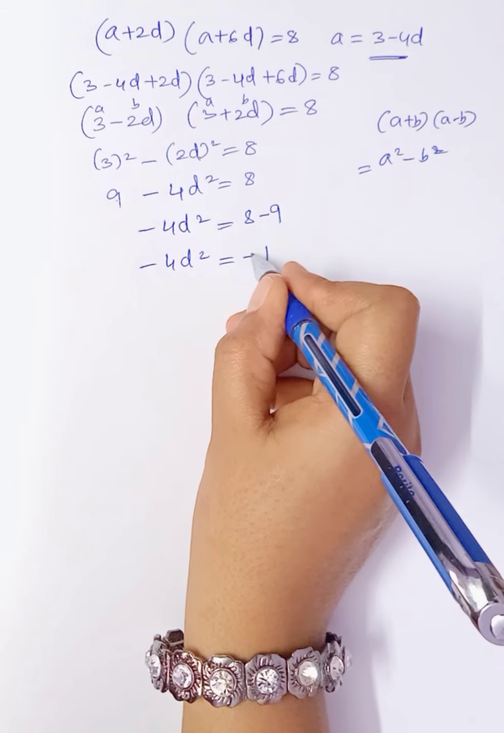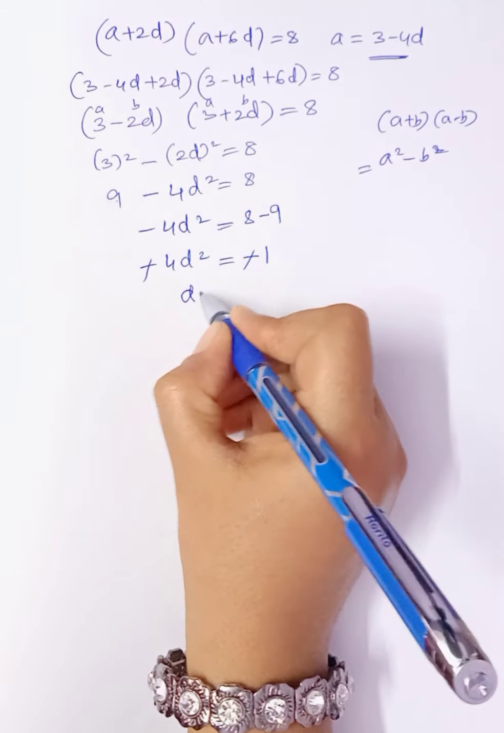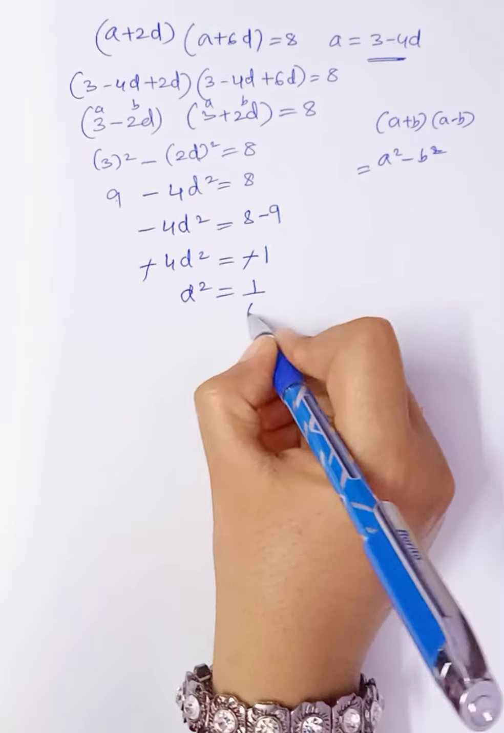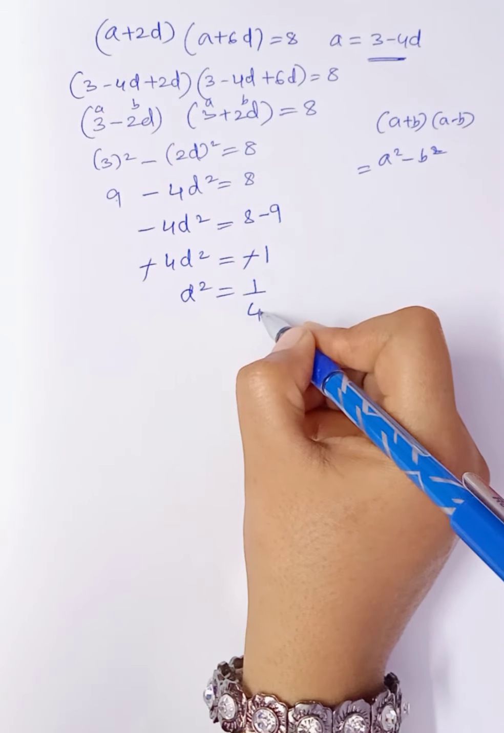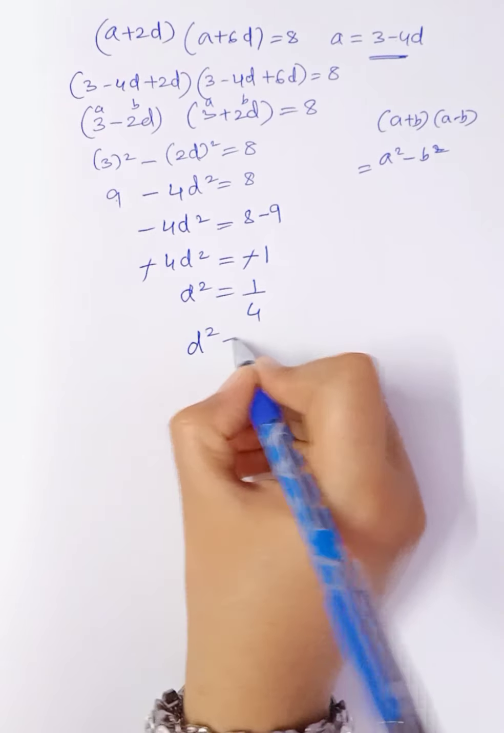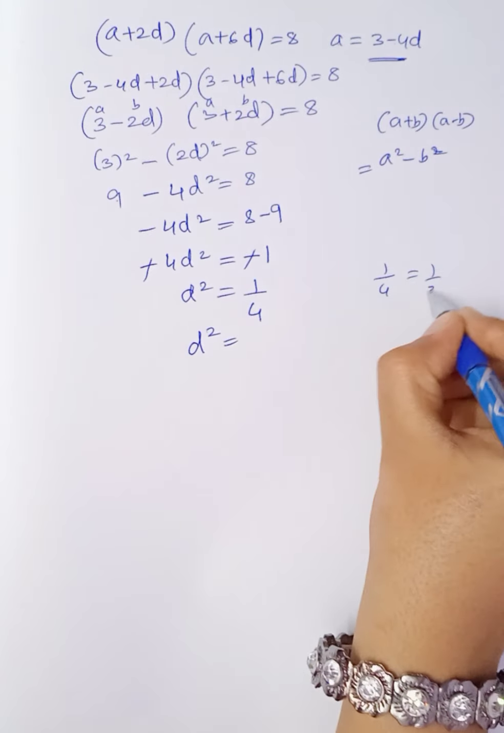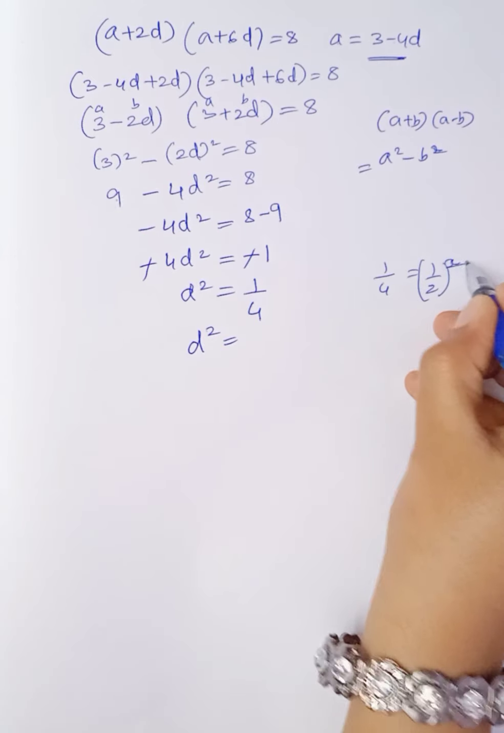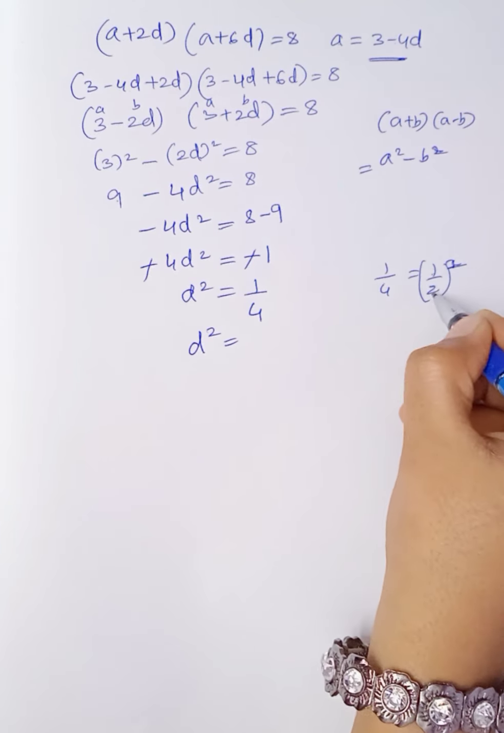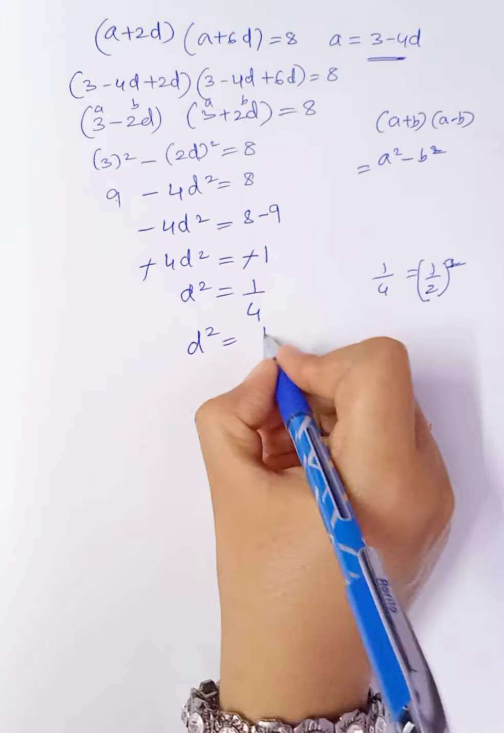Both sides negative, it will get cancelled. So what will be the value of d square now? d square equals 1 divided by 4. The 4 gets shifted to the denominator. Then d will be how much? Now see, d square equals 1 by 4. 1 by 4 can be written as 1 by 2 the whole square. Why? Because when you square this bracket, 1 square will be 1 only, 2 square will be 4. So 1 by 4 can be written as 1 by 2 the whole square.